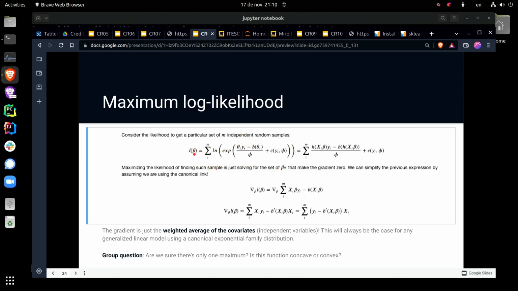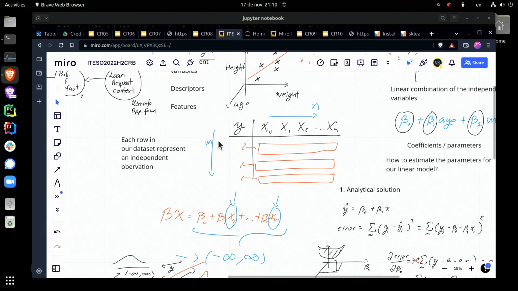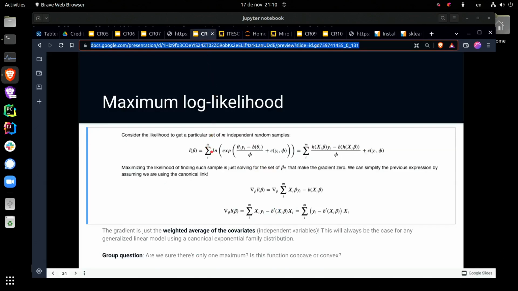The likelihood over our parameters for the model is defined as the summation over all the samples that we have. So we have m samples in our dataset, so we have m rows. So we have the summation of the logarithm of our function.